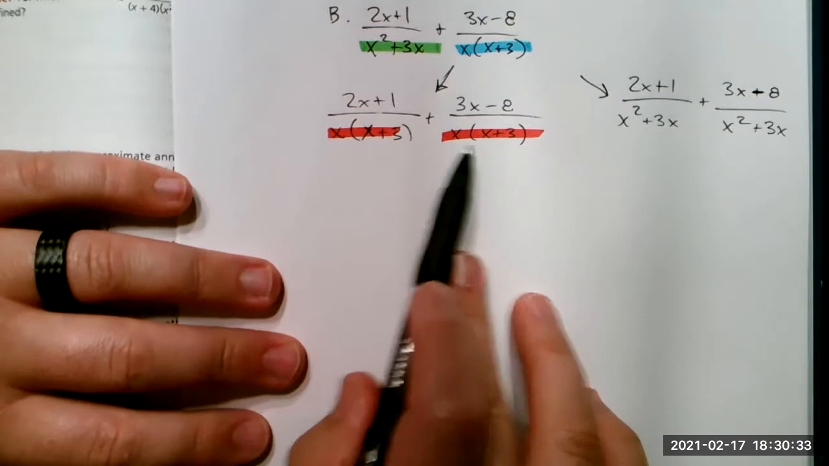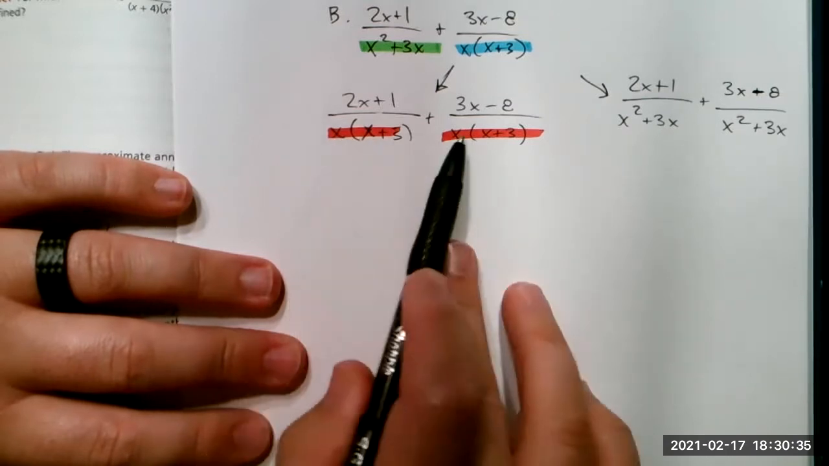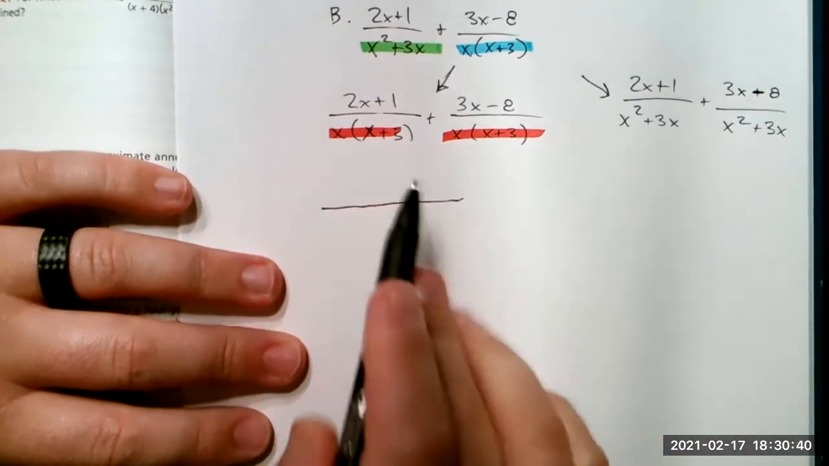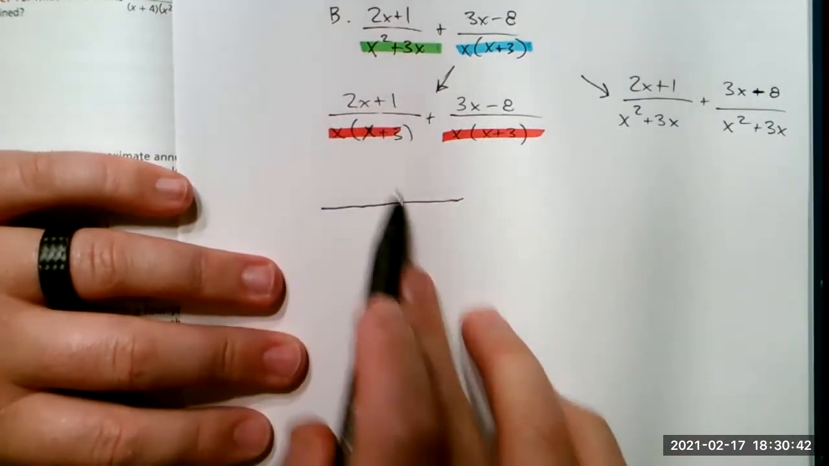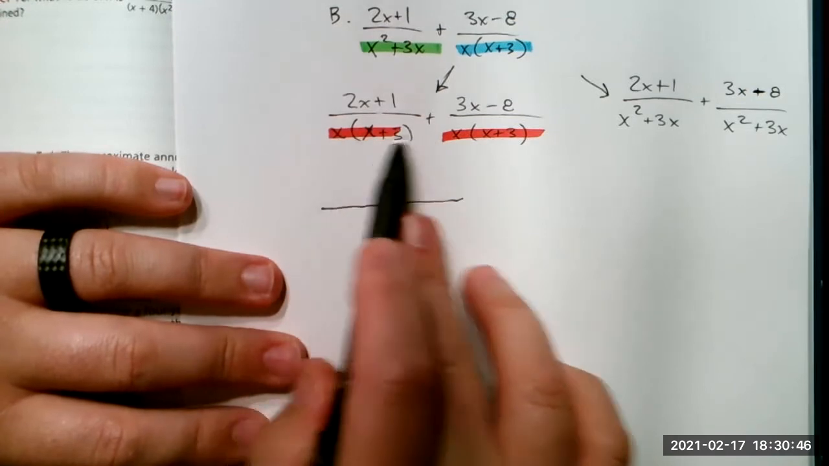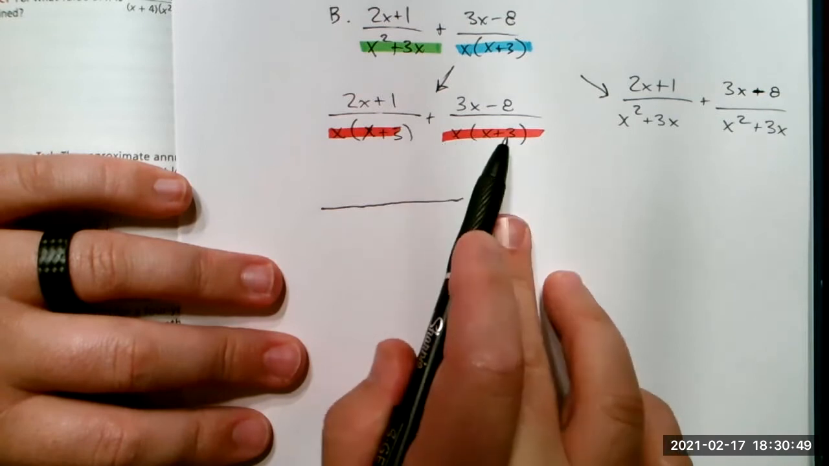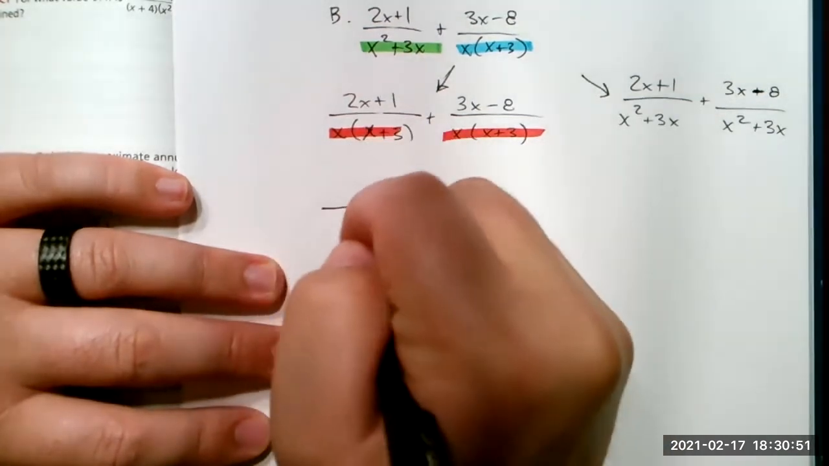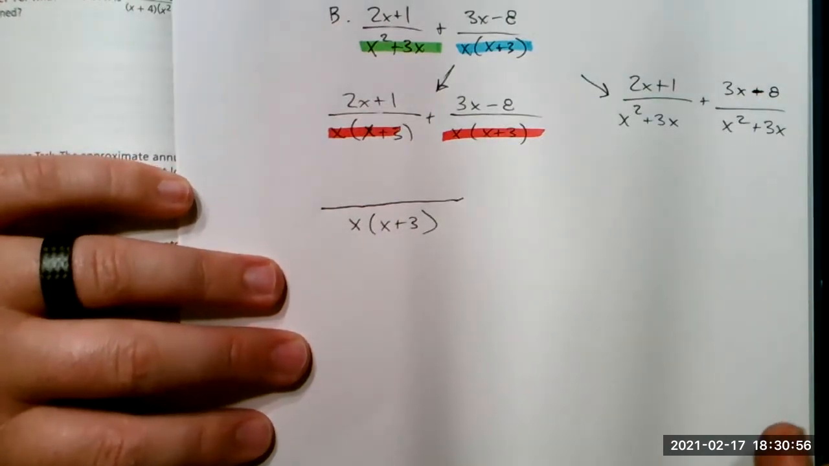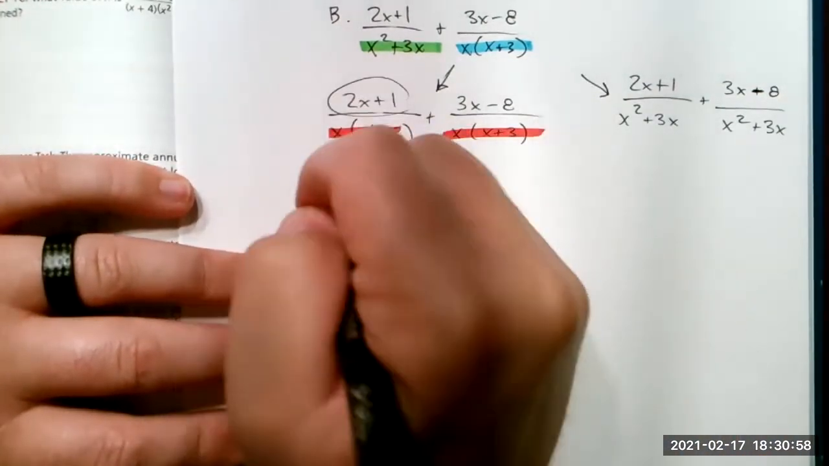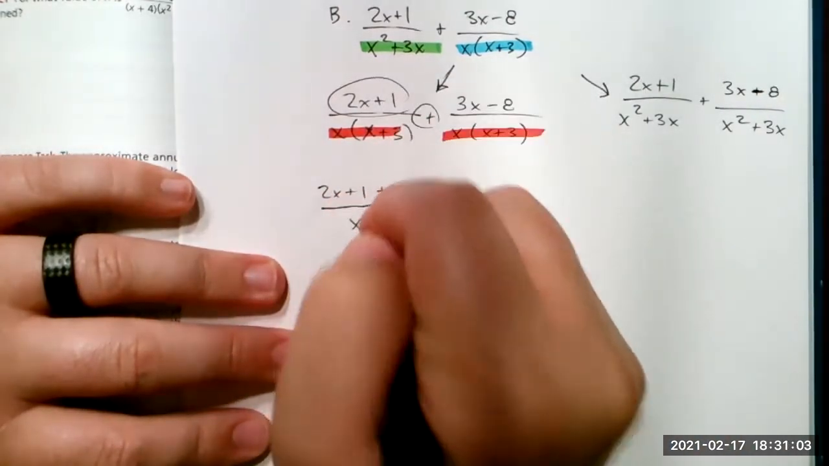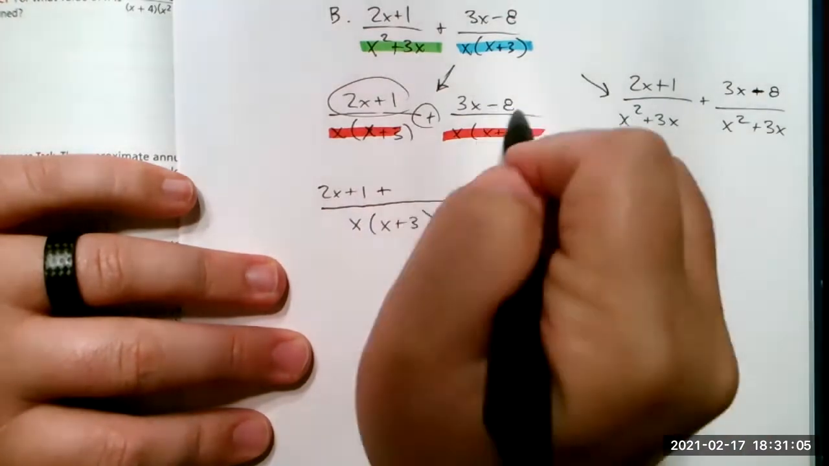Because both of our denominators are exactly the same, this is what I like to do. I like to combine both of those fractions as one single fraction. So my first denominator is x times x plus 3, and the second denominator is x times x plus 3, so the new denominator should be x times x plus 3. But just like we did up in A, I'm going to take the first numerator, and I'm going to add the second numerator.